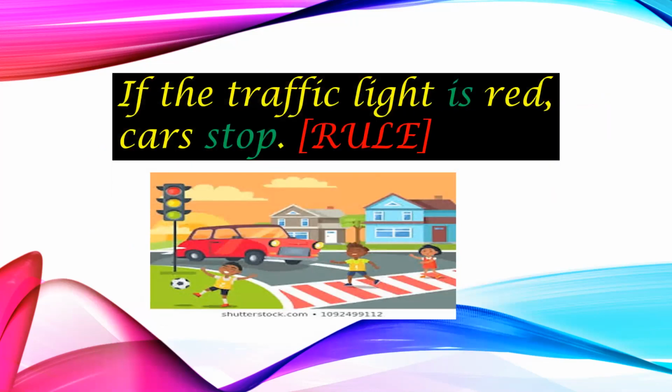We have here, if the traffic light is red, cars stop. Of course, here the present simple in the if clause is also the verb to be, is, and the present simple in the main clause, the verb is stop. And we can see here it's a rule. That's why we use the zero condition.